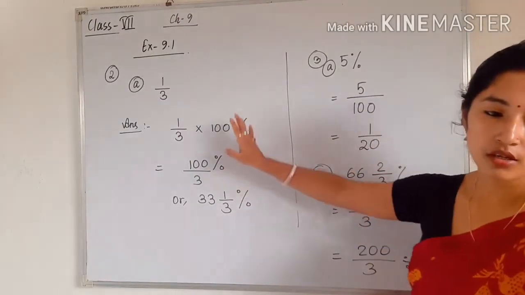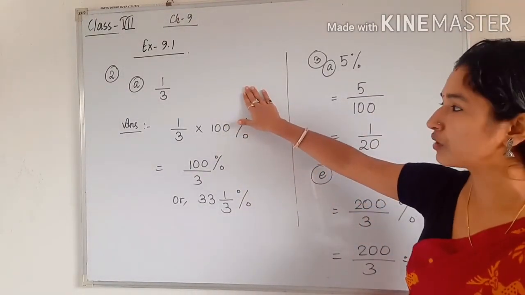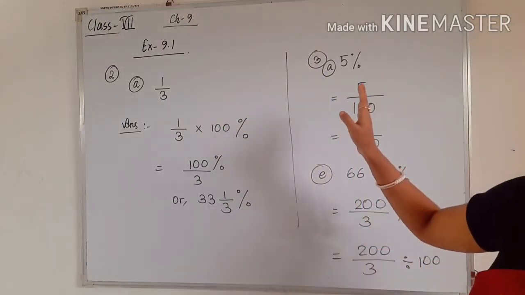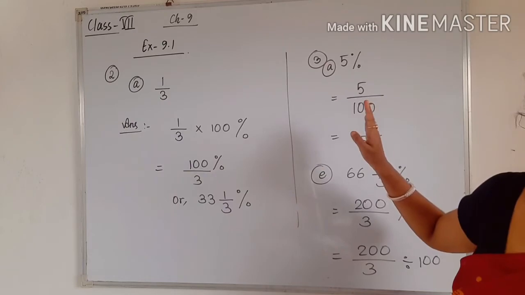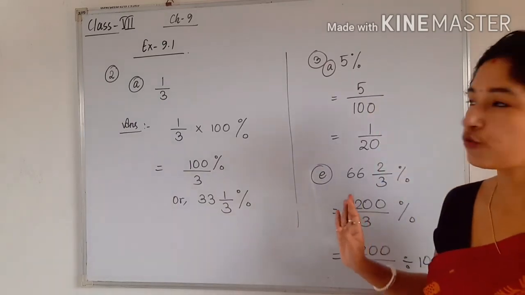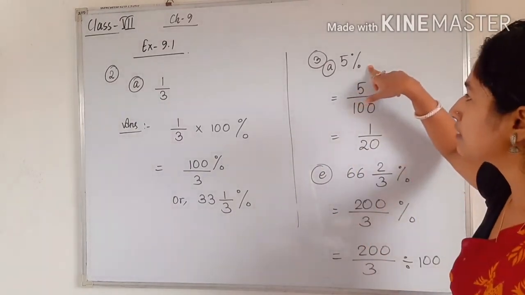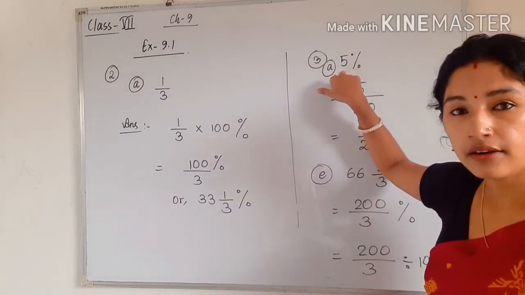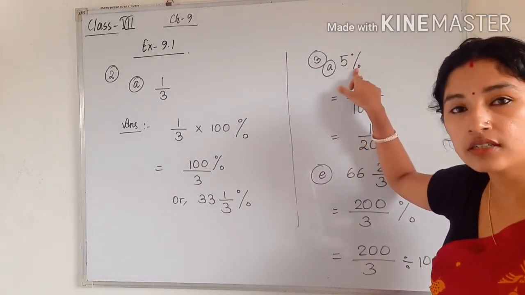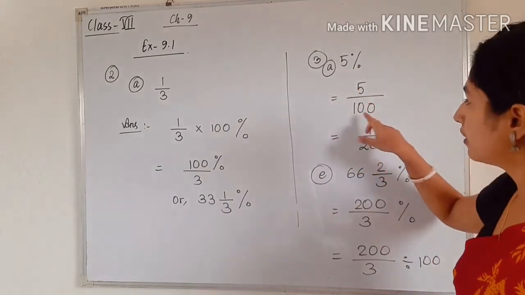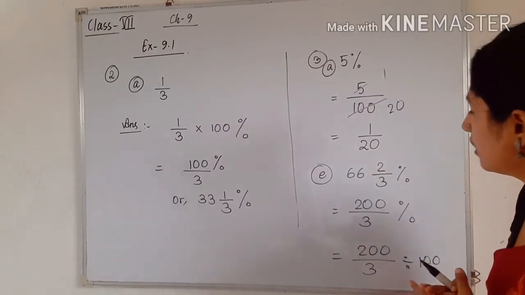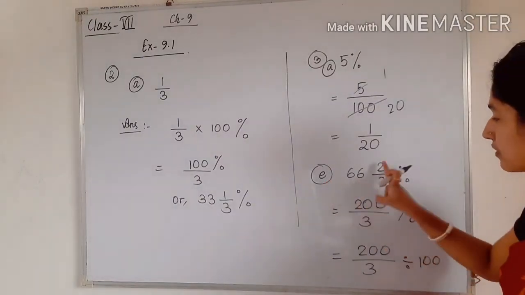Next, the remaining question, please try to do the remaining question of number 2. Next, come to number 3. Here also you have to convert the percentage into a fraction, but you have to write it in simplest form. So this is given in percentage, that means you have to divide this value by 100 and remove the percentage symbol. So 5 by 100, next you have to cancel it, so 5 ones are 5, 5 twenties are 100, so 1 by 20. Similarly, number E, 66 2 by 3.